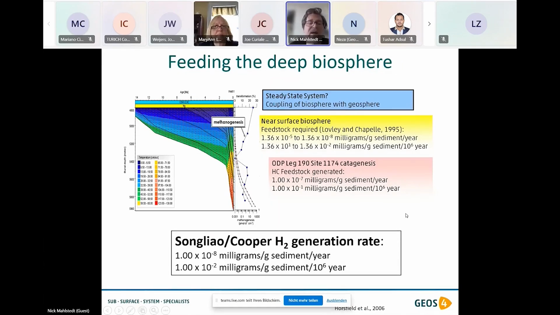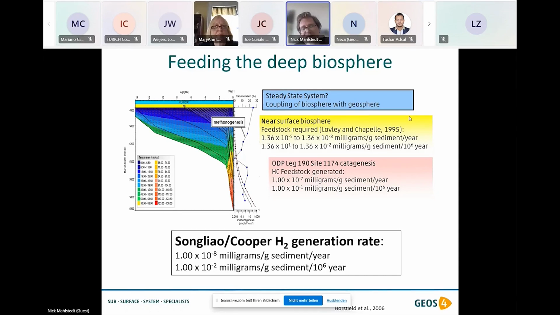So now we applied those kinetics in different geological settings, and we saw that maximum hydrogen generation rates were in the range of 1 × 10⁻⁸ milligrams per gram sediment per year, which is right in the range of utilization rates from the biosphere under survival conditions. So meaning that there could be a steady state coupling of the biosphere with the geosphere, so feeding the deep biosphere by geological reactions.